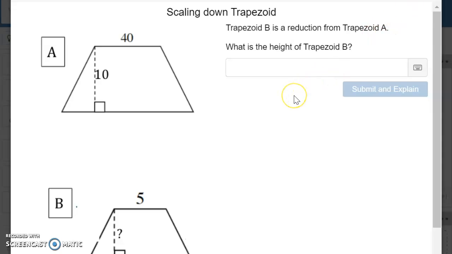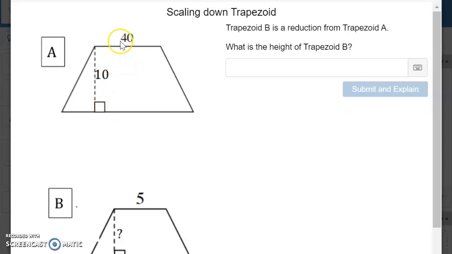Okay, now we have a trapezoid. Trapezoid B is a reduction from trapezoid A. So this is the original, and it went to reducing it to trapezoid B. What is the height of trapezoid B?